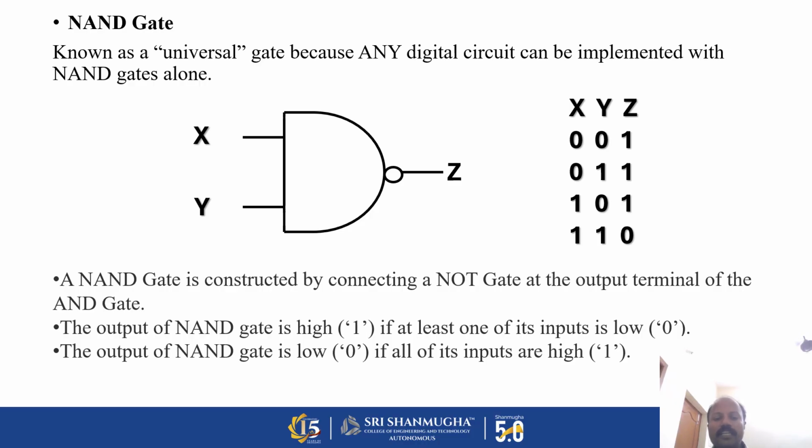A NAND gate is constructed by connecting a NOT gate at the output terminal of the AND gate. The output of NAND gate is high if at least one of its inputs is low. The output of NAND gate is low only if all of its inputs are high.